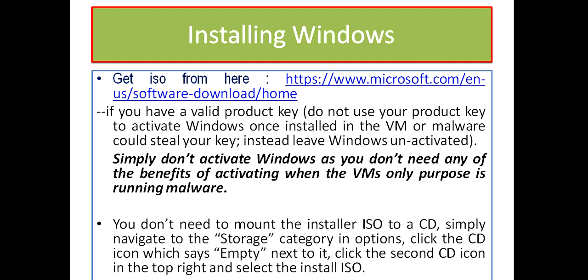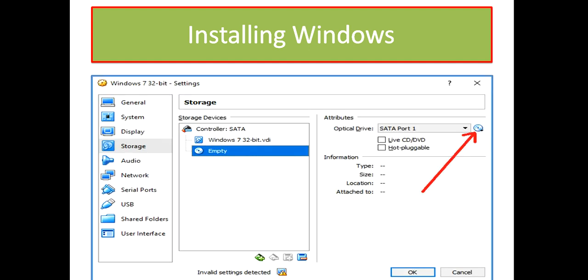If you have a valid product key, don't use it to activate Windows once installed in a virtual machine, or malware could steal your key. Remember it. Instead, leave Windows unactivated. Simply don't activate Windows, as you don't need any of the benefits of activating it when the virtual machine's only purpose is running malware. You don't need to mount the installer ISO as a CD. Simply navigate to the storage category in options. Click the CD icon which says empty next to it. Then click the second CD icon in the top right and select install Windows.